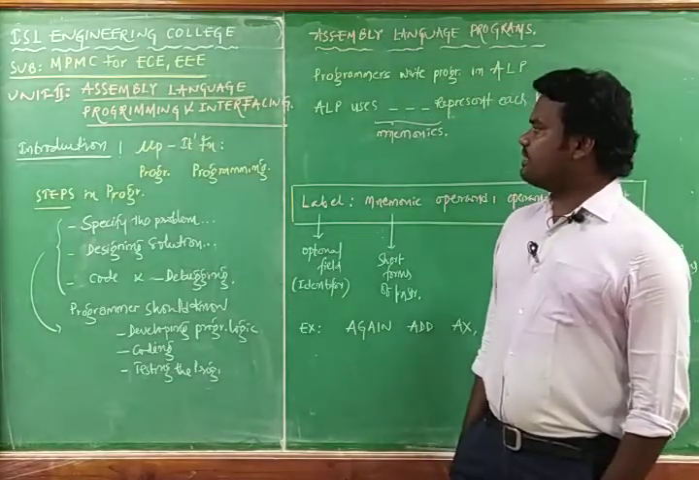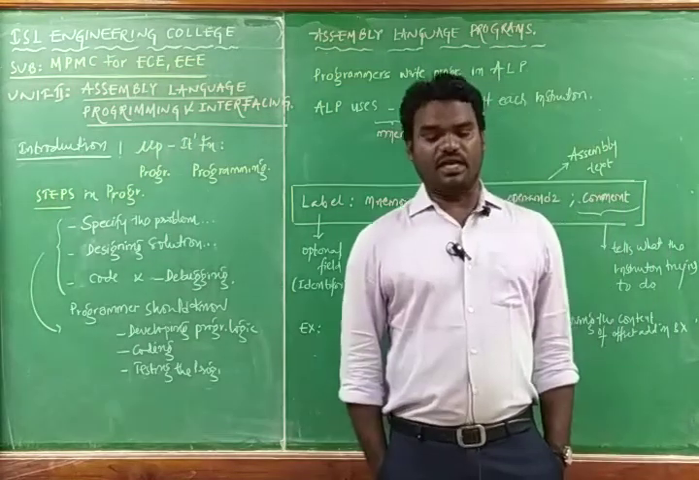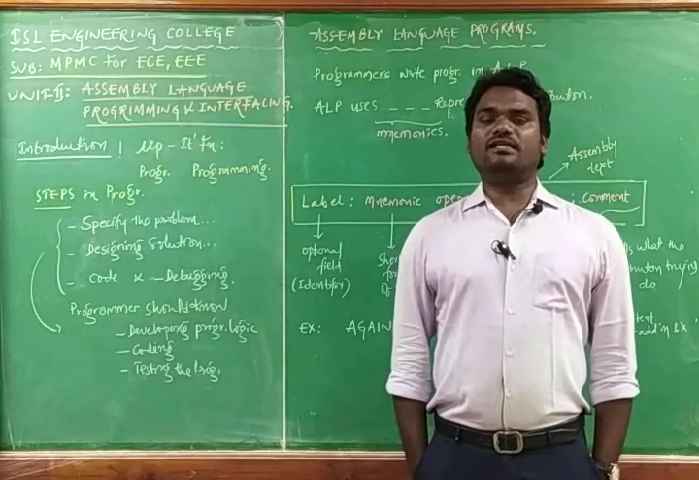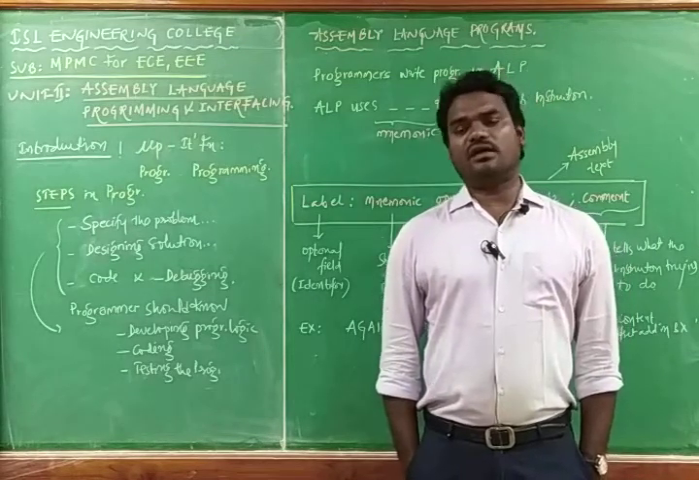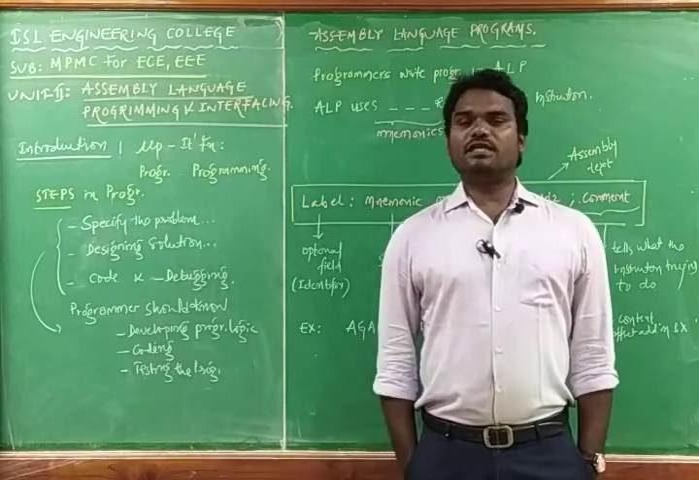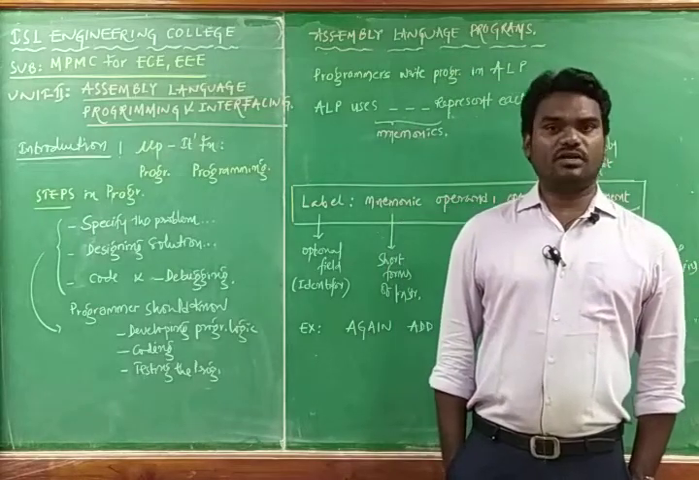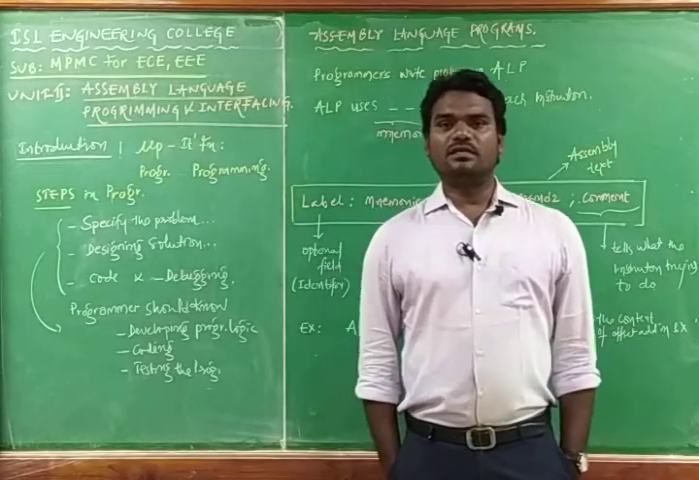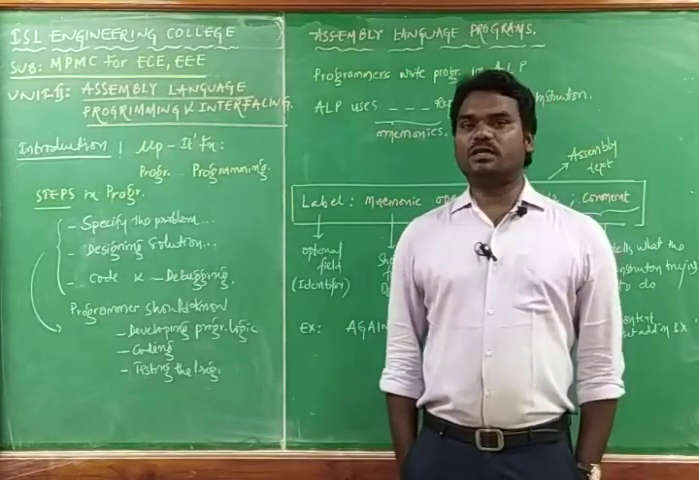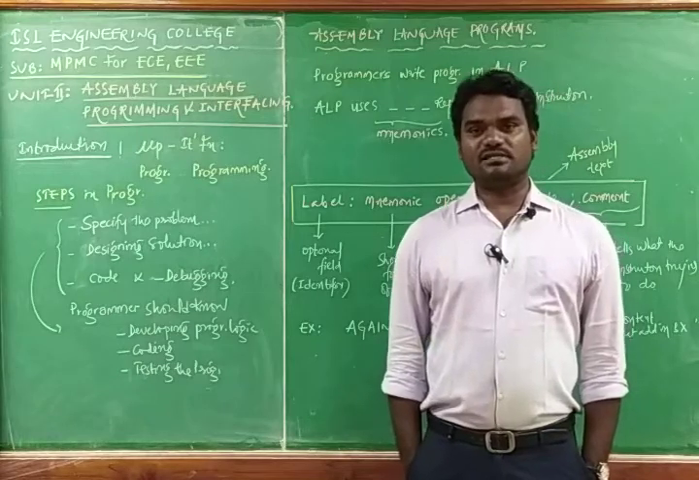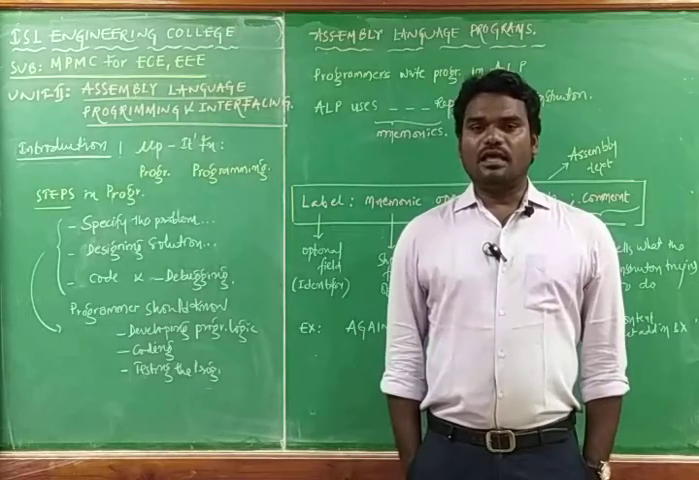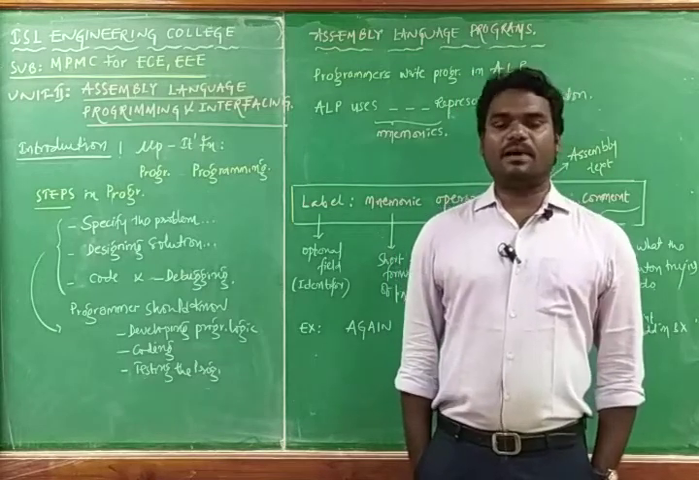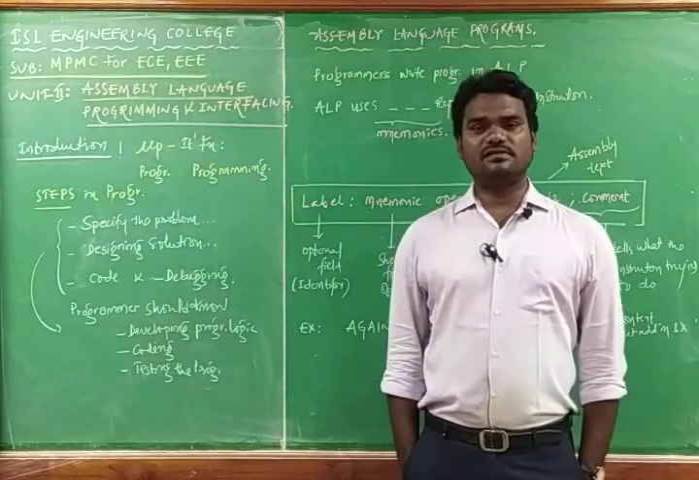And coming to the second part of the second unit, that is interfacing. We know that the 8086 microprocessor standalone cannot perform any function. It has to be interfaced with memory, with some counters, and with input output devices. Then only it can read the instructions from the memory and accept the binary data from the input output devices.